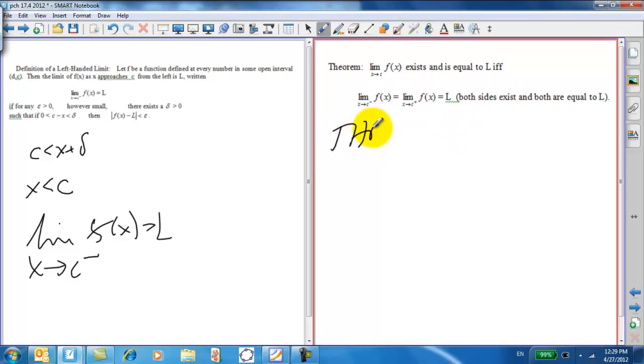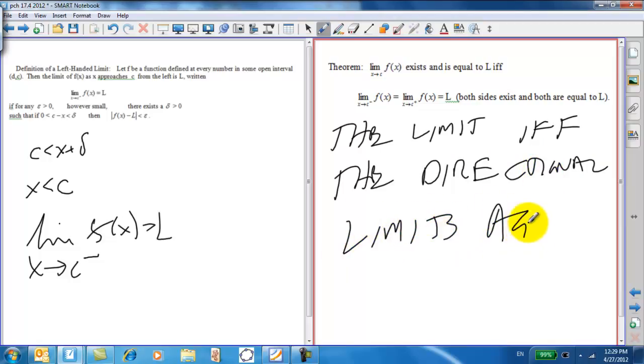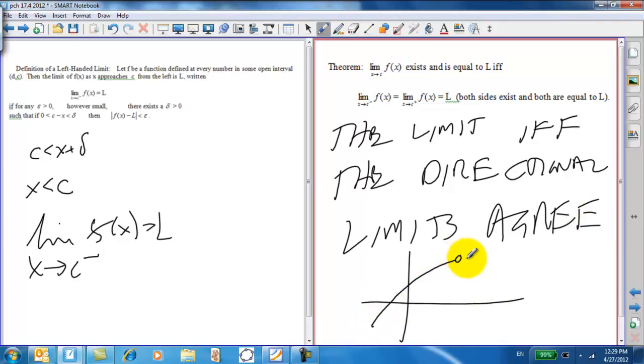Now, a limit exists if and only if the directional limits agree. And that's it. The function itself does not have to have a value there. So I can have a function that looks like this, with a hole in it like that.